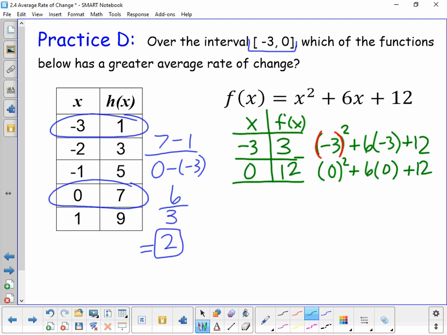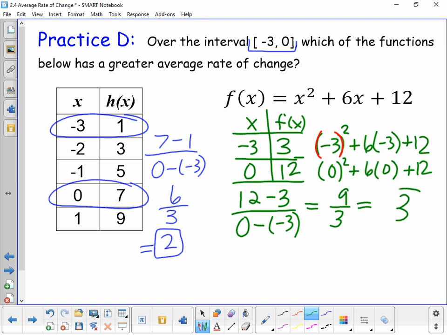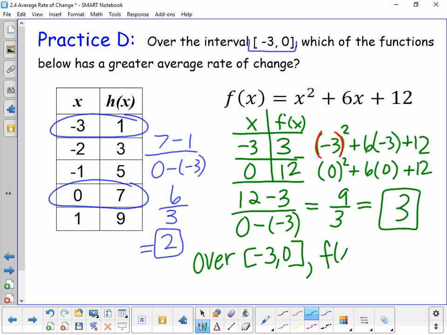So to calculate the average rate of change, we take 12 and subtract 3, y2 minus y1, and we do the difference of the x's in the denominator. So that's 9 divided by 3, which simplifies to 3. So it looks like out of these two functions, h of x and f of x, over the interval from -3 to 0, function f of x has a greater average rate of change.